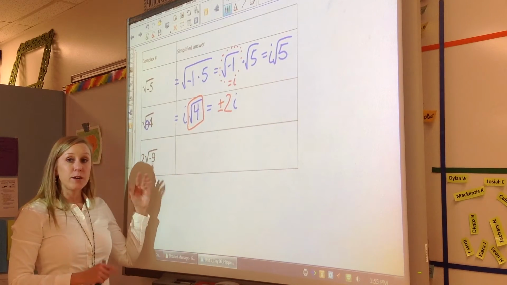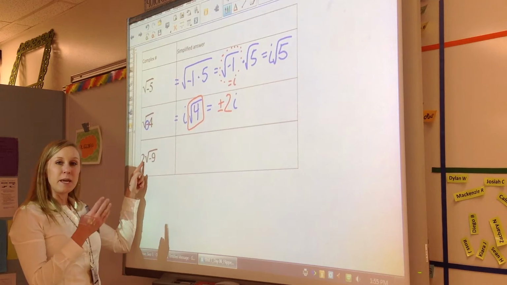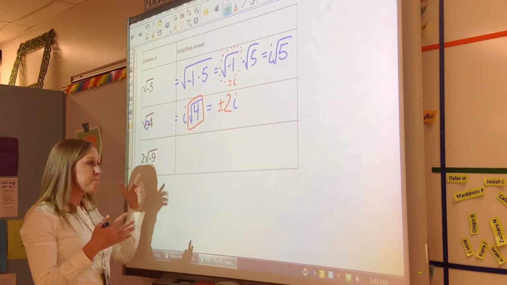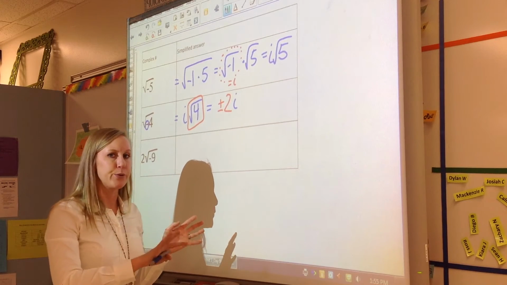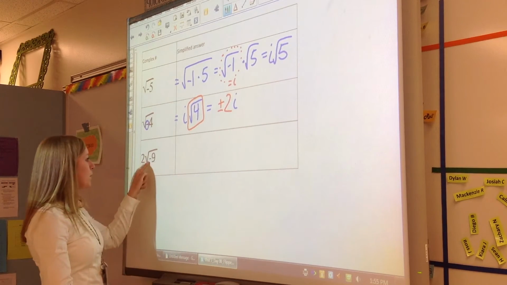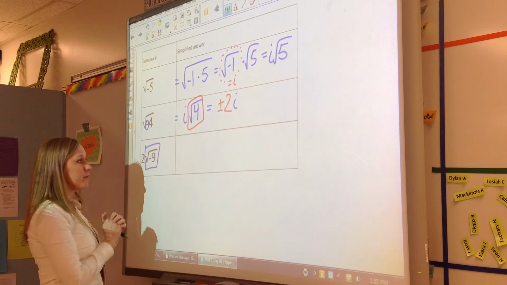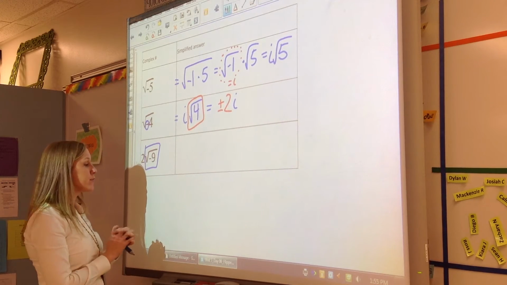So the last example here is a little bit different because this 2 is being multiplied by the square root of -9. Which is fine. It's kind of like a greatest common factor. We really just ignore it until the end. So we want to deal with this part, the square root of -9. So let's take care of that first.